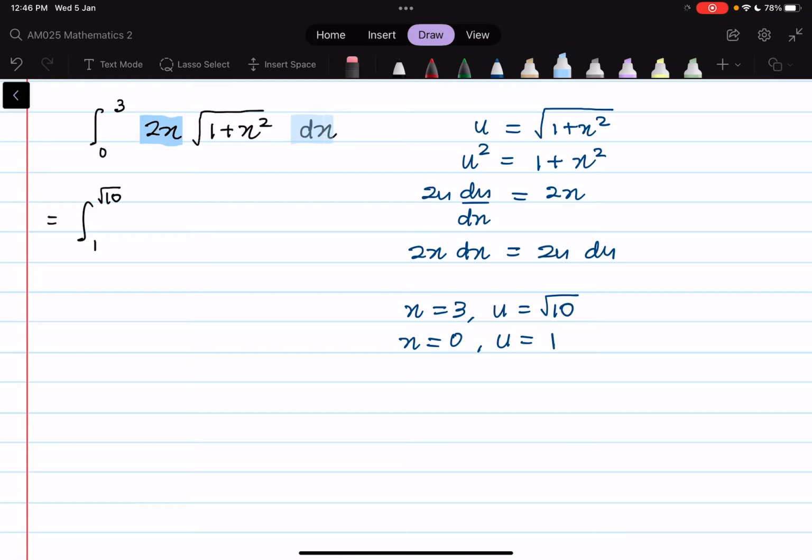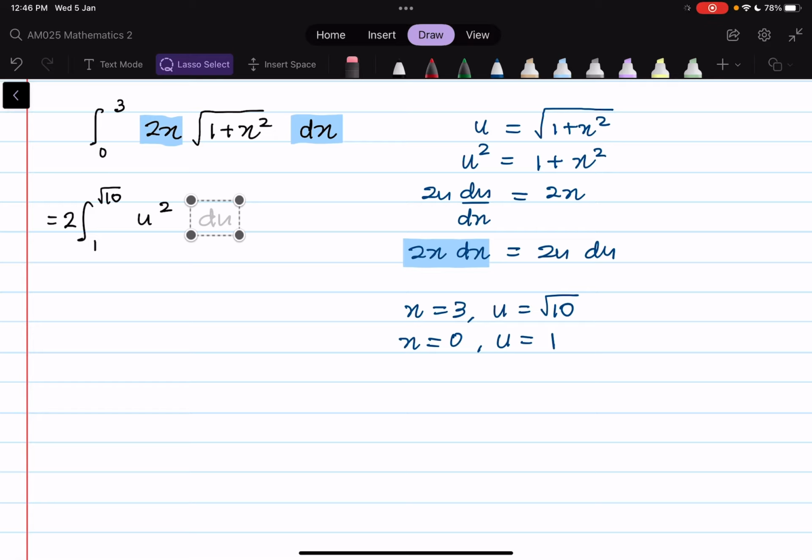2x dx is 2u du. So I'm going to put my constant 2 outside of my integration, then u du. My square root of 1 plus x squared is also u. So u times u is u squared.